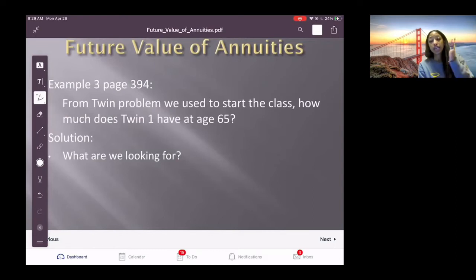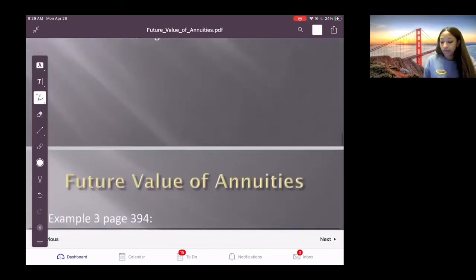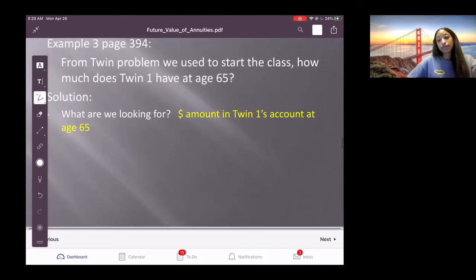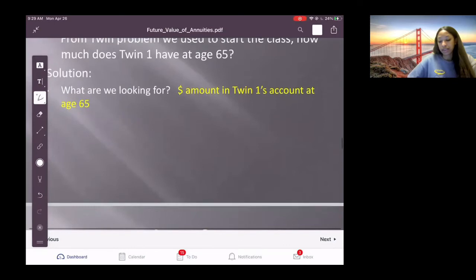First, for the first 8 years where you're putting in $2,000 at the end of the year, that's an annuity. So we'll calculate how much that annuity grows to. And then while the money is just sitting in the account and no other payments are being added to it, that's just like a regular compound interest problem. So we'll have to break this up 2 different ways. So from the twin problem, how much does twin 1 have? We're looking for the dollar amount in twin 1's account at age 65. So that's how many years? The money's going to sit in the account for 36 years after the first 8 years of investing.